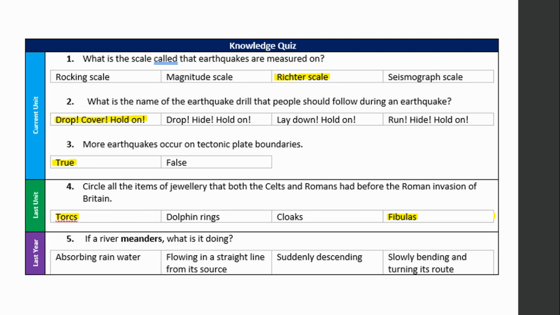And question 5, if a river meanders, what is it doing? So is it absorbing rainwater, flowing in a straight line from its source, suddenly descending, which means going down, or slowly bending and turning its route? Pause me now and have a think back to year 3. Okay, and welcome back. So if a river is meandering, it's slowly bending and turning its route. So most rivers meander from their source rather than flowing in a straight line.